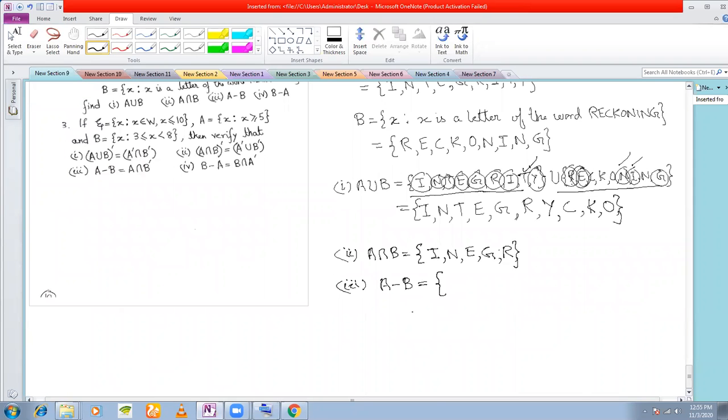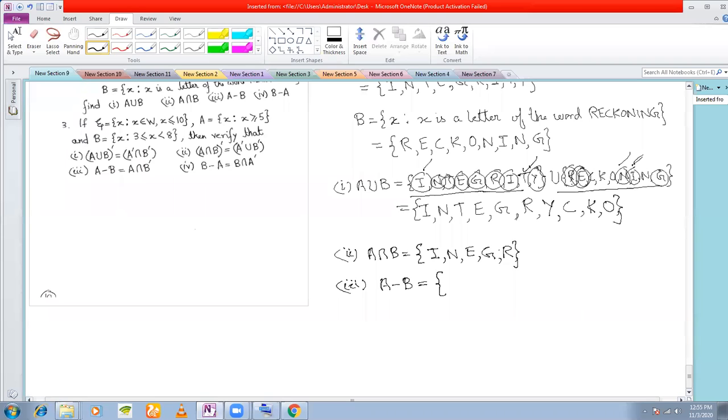What is the definition of A minus B? A minus B actually consists of all the letters of A from which all the letters of B have been removed. As I told you, remember, if you remember the definition, A minus B is a set that contains all the elements of A but not of B. So what are the elements that are in A but not in B? I, if you see here, I is in A and it is also in B. So we will not write I. Because it is already there in B.